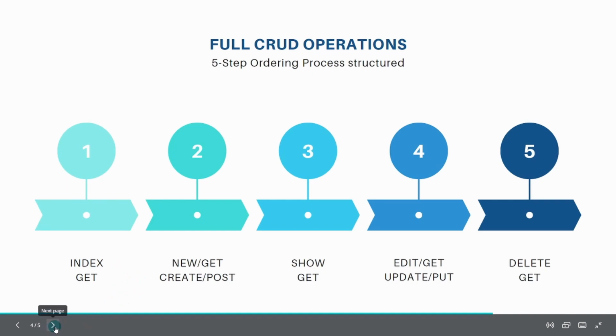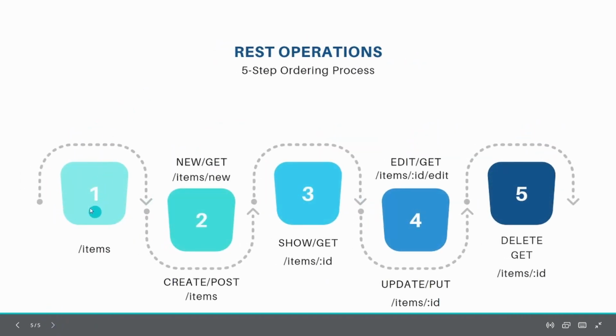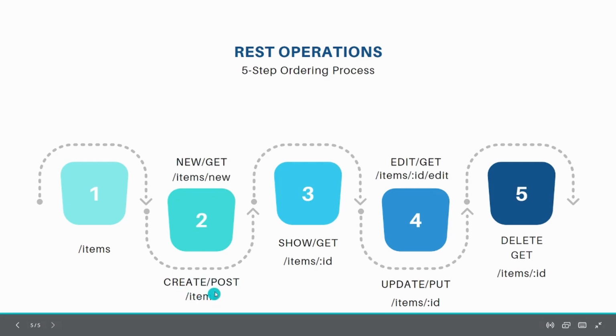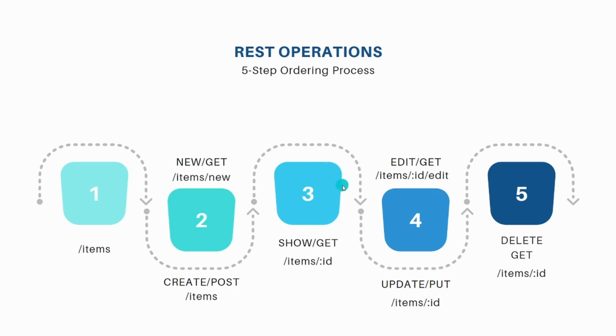operation, okay? Follow this order. First, we got a base where we need to put the root slash item. The second one, we need to get, remember, to create a new item, we need to get the form, and then to post actually into this form slash item, okay? After that, we need to show a specific detail of some item, so we just need to get a view, exactly. We don't post anything, okay?